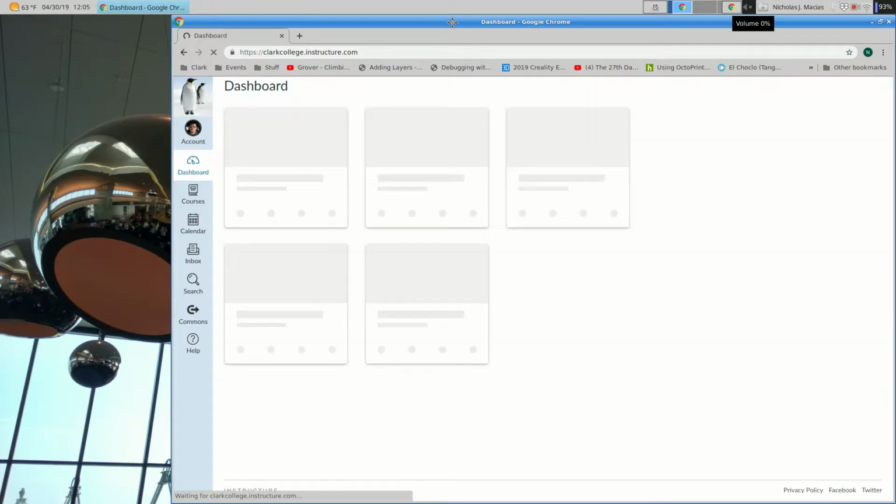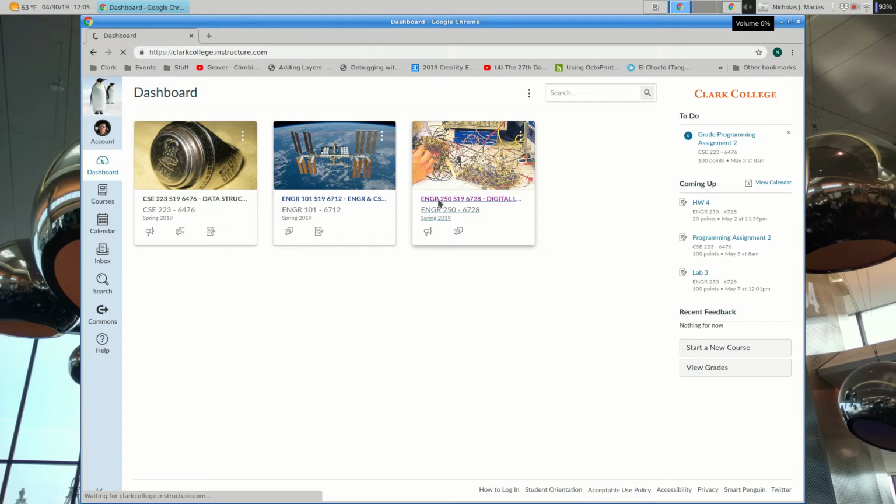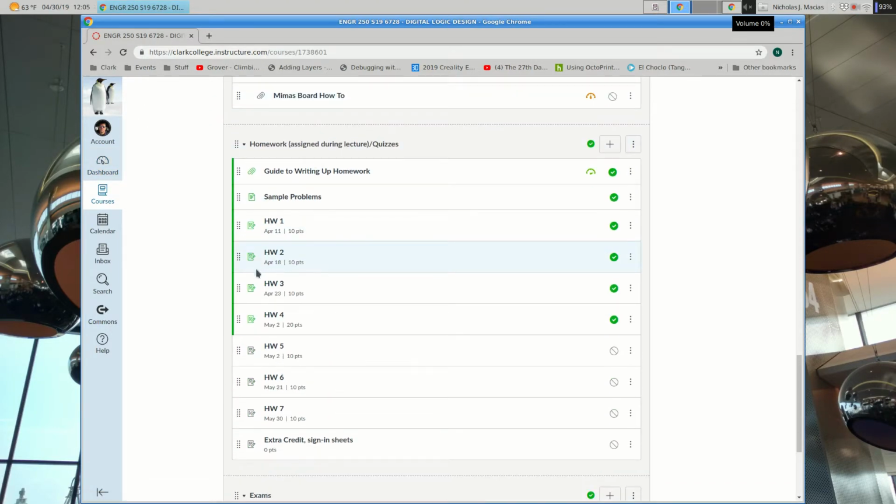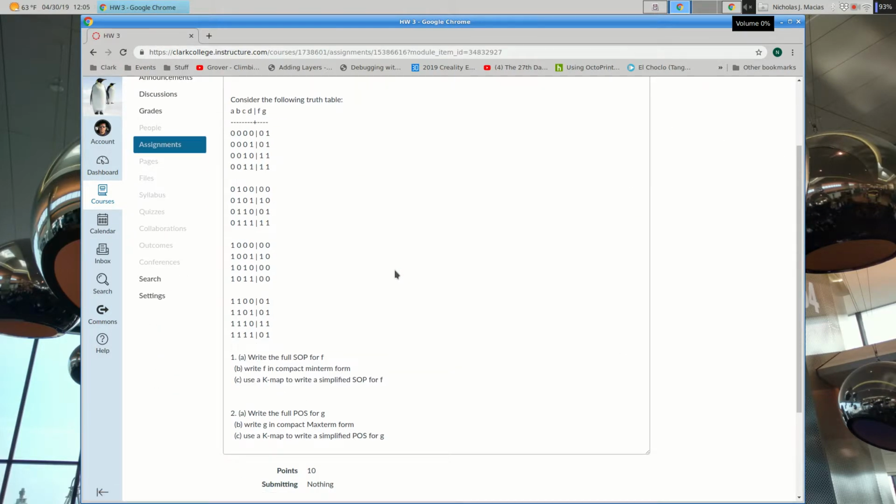Let's look at the homework that you just got back. Let me see if I can get on Canvas. So we had a truth table. Inputs were A, B, C, D, and the output was F and G. So 0, 0, 1, 1, 0, 1, 0, 1. All zeros and all ones, and G was a bunch of ones.